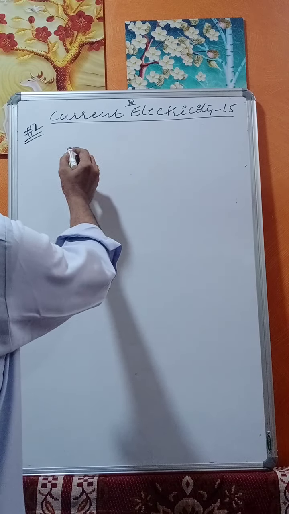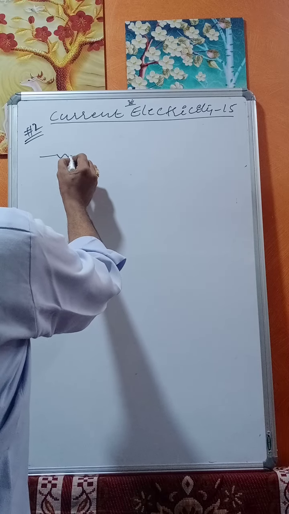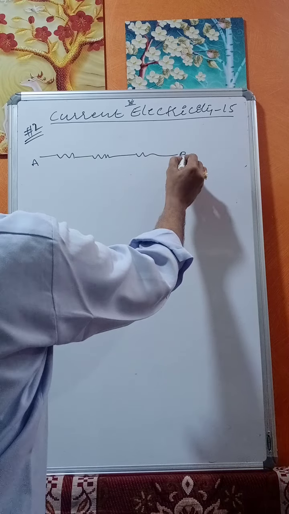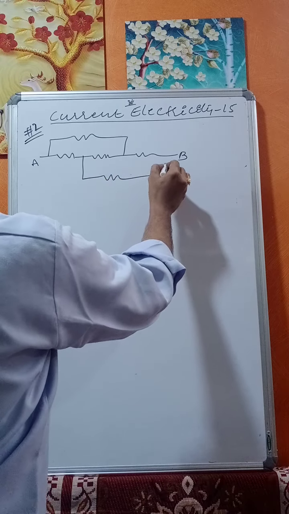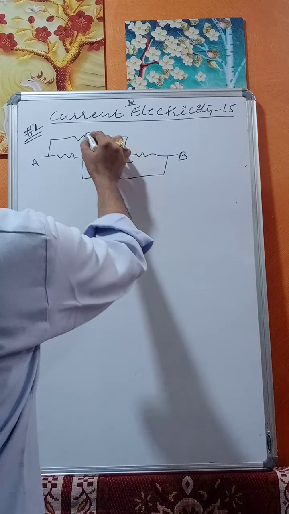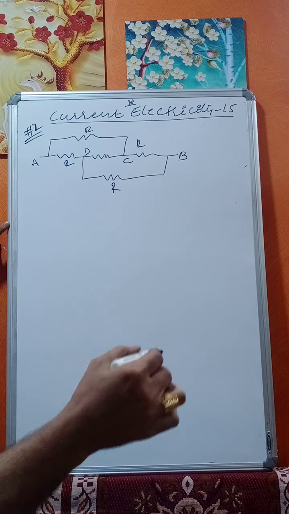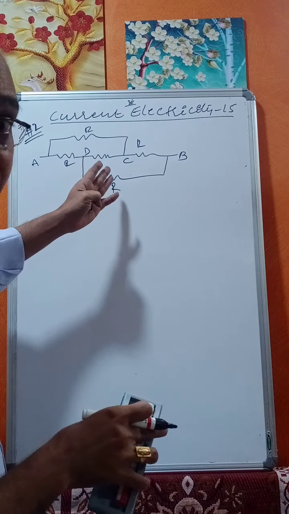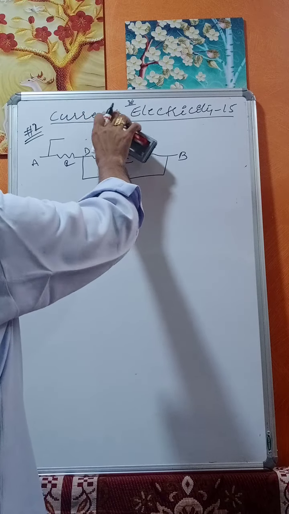Now in problem 1, we have done this. A, B, and we have taken like this. This is D, this is C, this is R, R, R, R. Suppose if you are given like this, then you have reduced this to a Wheatstone bridge. Now if you are given like this in a problem, let us see.